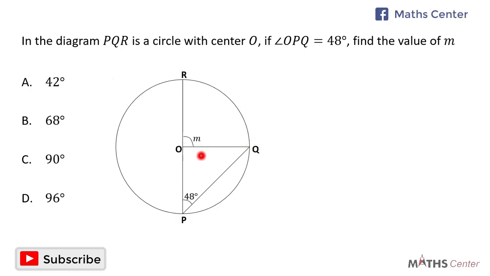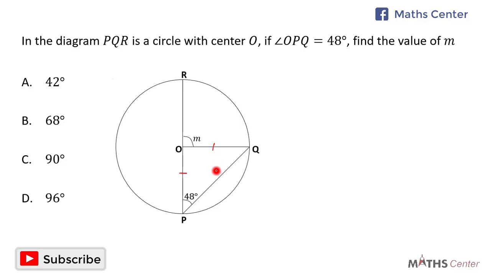The length of the radius is the same, so it means that the length of OP and the length of OQ is the same. If the length of OP and the length of OQ is the same, then it means that triangle POQ is an isosceles triangle.